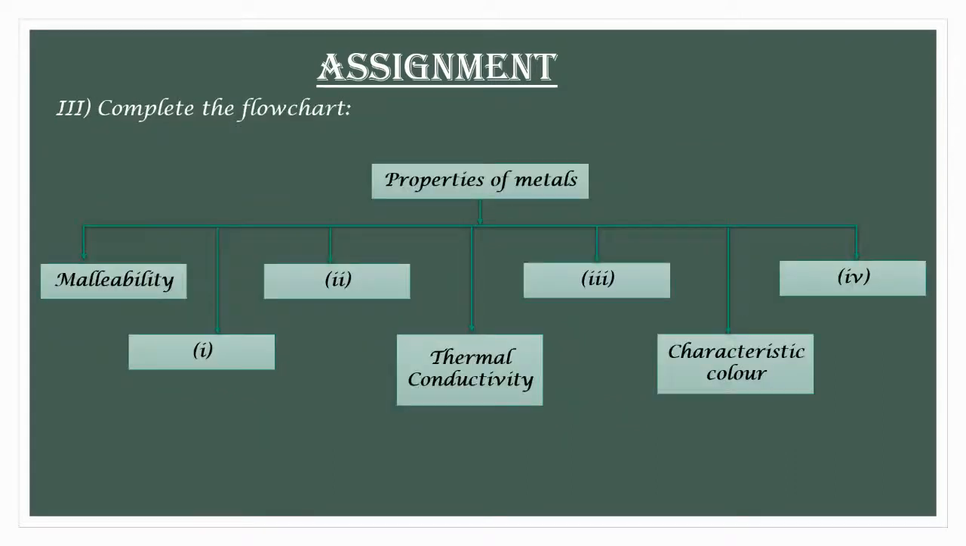Students, now the third question is: you have to complete the flow chart with reference to the properties of metals. In this flow chart, three properties are given, that is malleability, thermal conductivity and characteristic color. These three properties are already given. So you have to complete the flow chart with the remaining four properties with reference to the properties of metals.